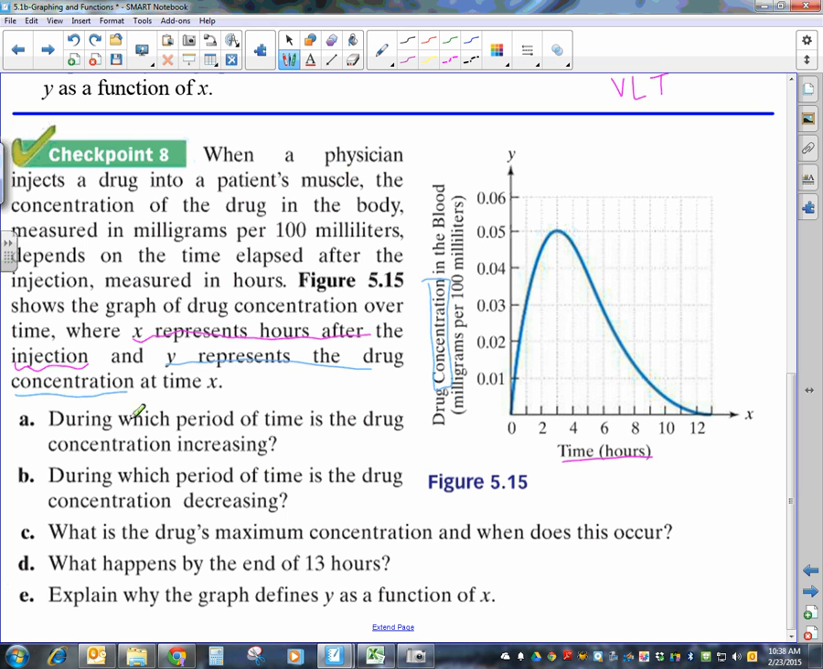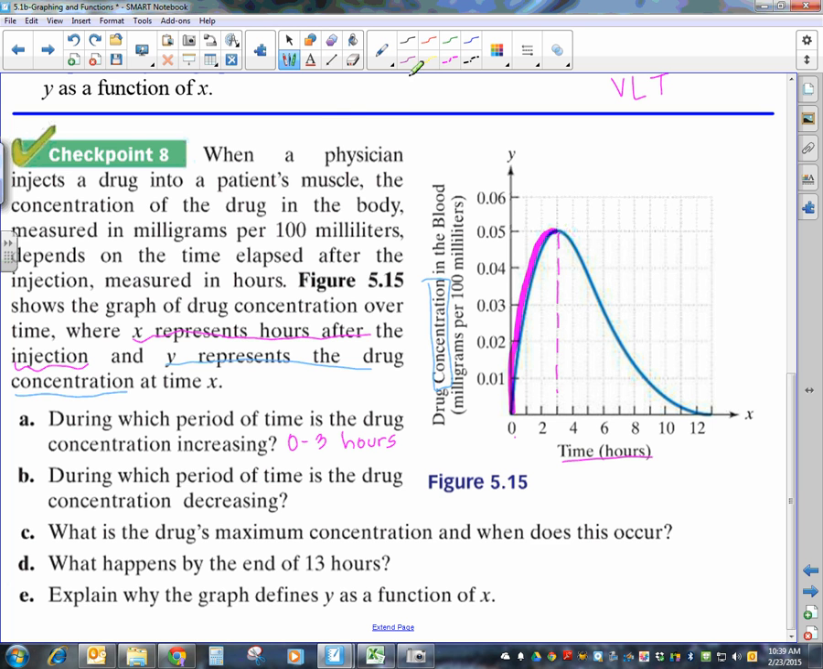So part A says, during which period of time is the drug concentration increasing? Increasing means my graph is going up. So I'm following the graph going up, and it goes up, up, up until this point right here. So that is the part where my graph is going up, which, if I come straight down from that, is between 0 and 3 hours. So that answers that question, because they're asking me the time, and we find the time on the x-axis.